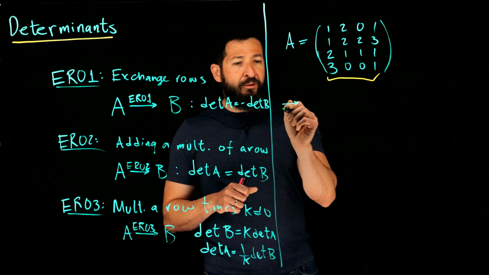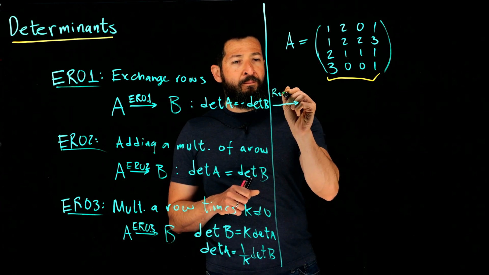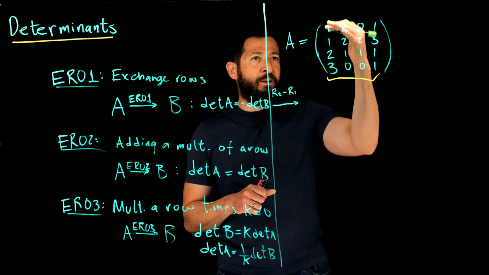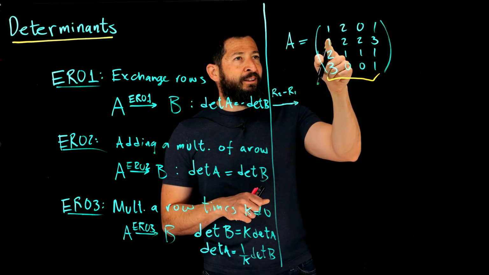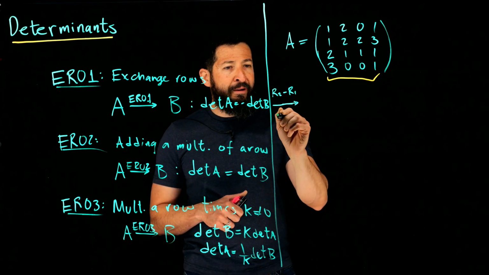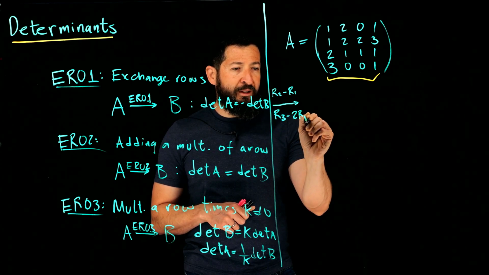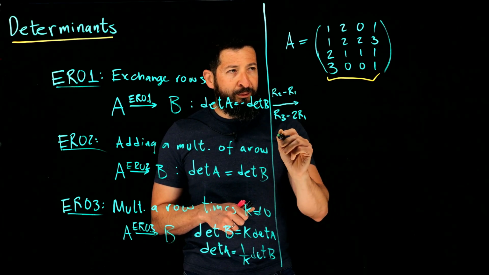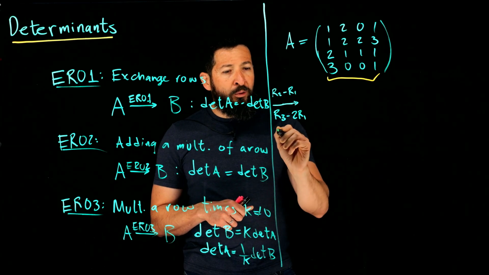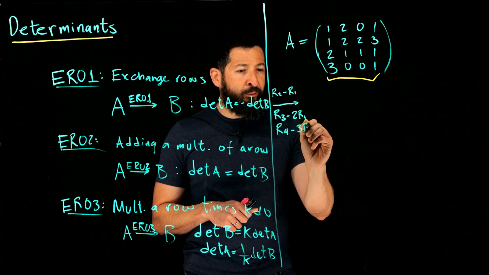So I'm going to do a bunch of type 2. I'm going to say row 2 minus row 1. I just do this minus this. That eliminates this 1, starting to move it into an upper triangular type. Then I'm going to do row 3 minus 2 row 1. Again, eliminating that one. And this one right here, I'll do also row 4 minus 3 row 1.